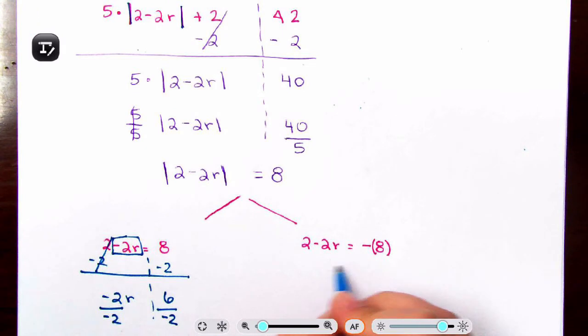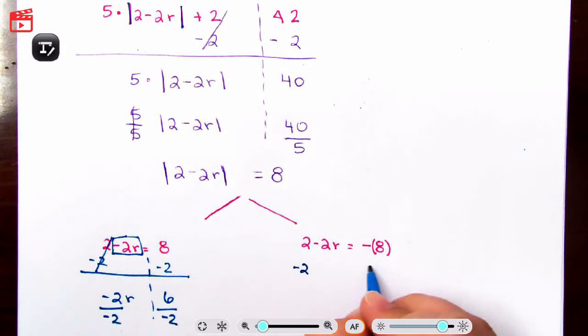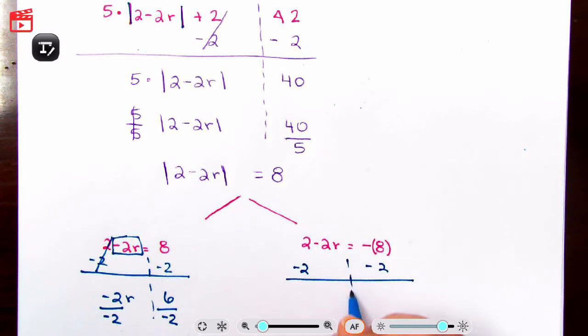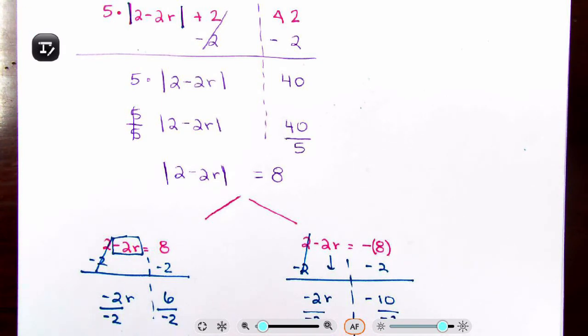And then here, same thing, I'm going to subtract 2 from both sides, but I have 8 being negative now. So I have a negative 10. Bring down the negative 2r, divide by negative 2, divide by negative 2. R is potentially equal to a positive 5.